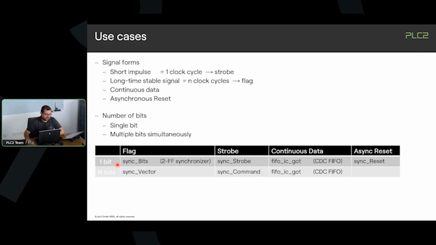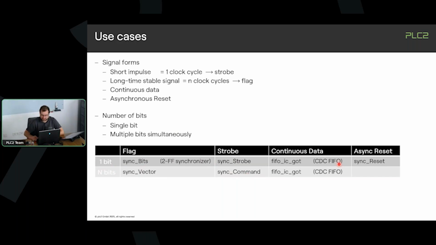Now we can say either I have 1 bit and a flag, then we need sync bits from PoC-Library. That's the classical two flip-flop synchronizer. Or we have 1 bit which is a strobe, then we would take the sync strobe synchronizer. If you have a flag, so a long-term stable input which is n bits wide, we can take the sync vector. And in case you want a strobe behavior with n bits, for example, you have an AXI-Lite configuration register with a command and you need to transfer this to another clock domain, we have our sync command. I will talk about this later in more detail.